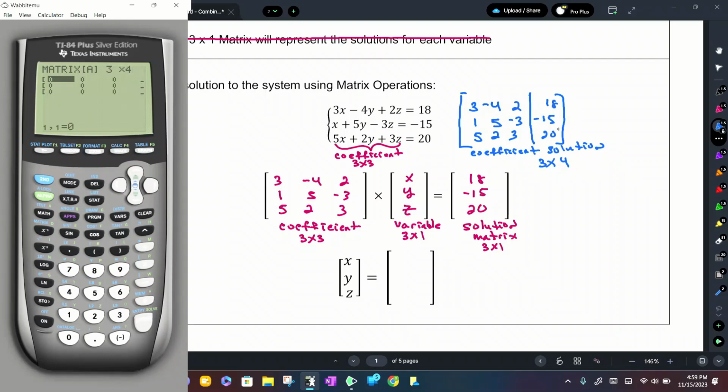And I'm going to enter this matrix over here. So we're going to enter 3, enter -4, enter 2, enter 18, 1, 5, -3, -15, 5, 2, 3.